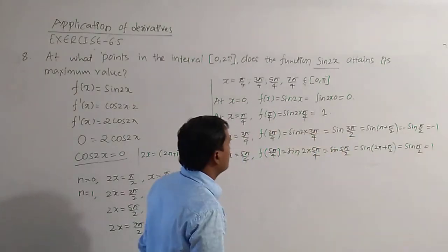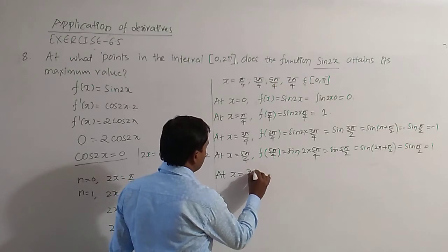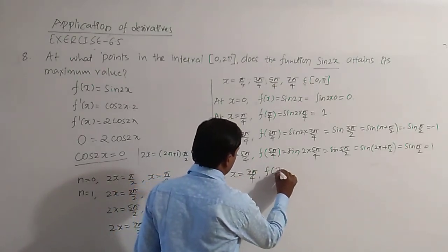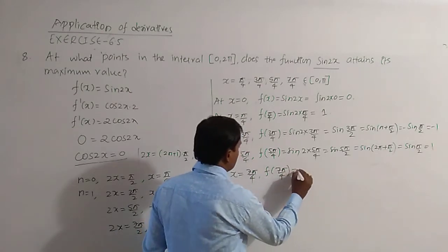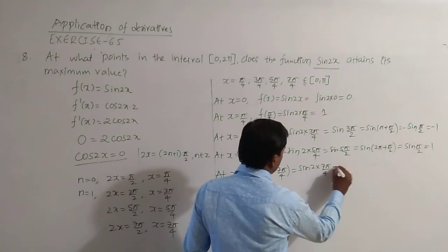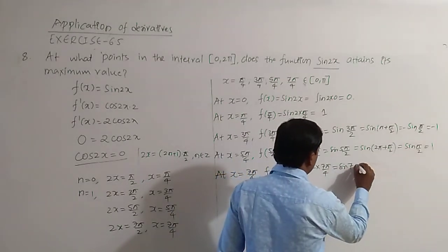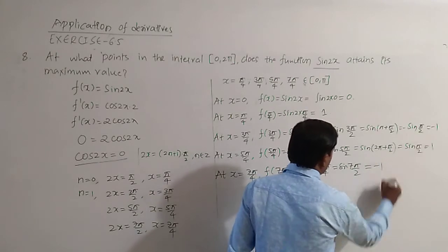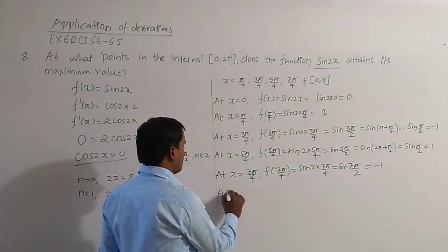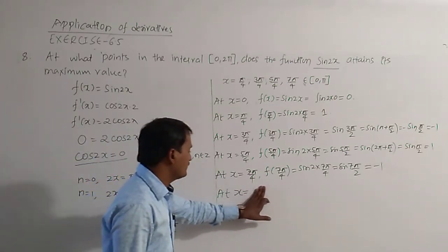Okay. So next we will take x equal to 7 pi by 4. So clearly f of 7 pi by 4. So what is the answer? Sine of 2 into 7 pi by 4. That is equal to sine of 7 pi by 2. So therefore clearly here we are getting minus 1. So therefore again one more point, it is x equal to what? Sorry, x equal to 2 pi.